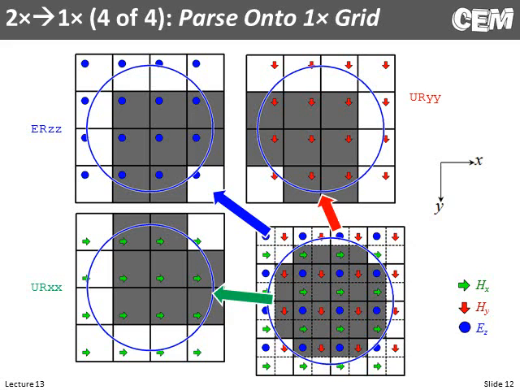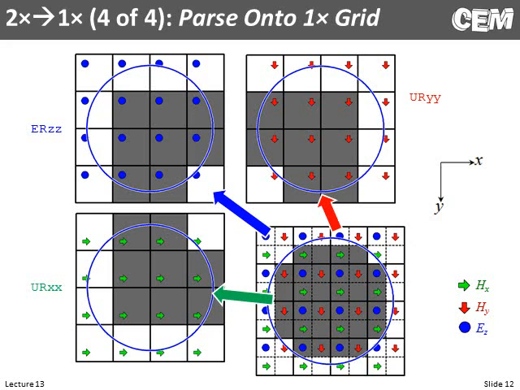This step I call parsing the 2x grid onto the 1x grid. So we're going to go from a single 2x grid, there's one device built on a single 2x grid, and potentially we extract all 6 material arrays from that: the epsilon XX, epsilon YY, epsilon ZZ, mu XX, mu YY, and mu ZZ, sorry.